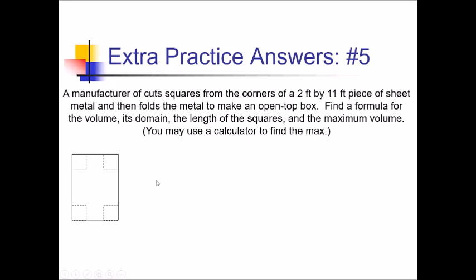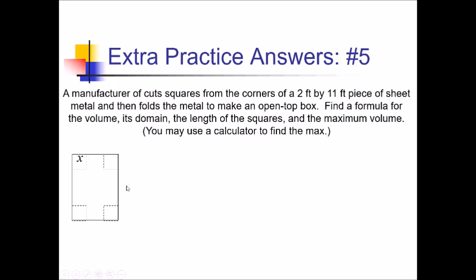Now, if we want a volume formula, in general, if I'm making a box, I've got a rectangular prism, so my volume is length times width times height. But in order to do all of this, I would love for there to be just one variable instead of 3. So let me let x represent the length of one of these squares here. And when I fold this box up, this x value is also going to double as my height.